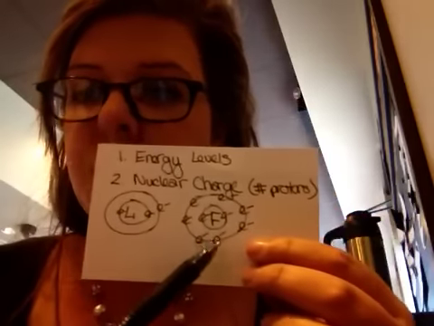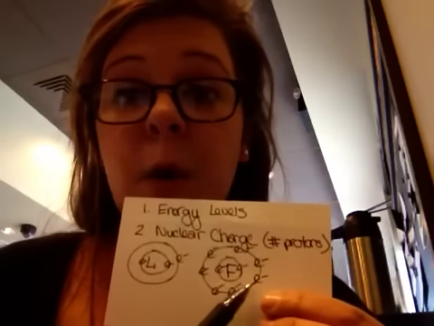But let's look at fluorine, for example. Fluorine has an atomic number of 9, so that means it has 9 electrons. It's going to have 2 on the first ring, and then 7 on the outer ring, something like this. So it needs 1 more.